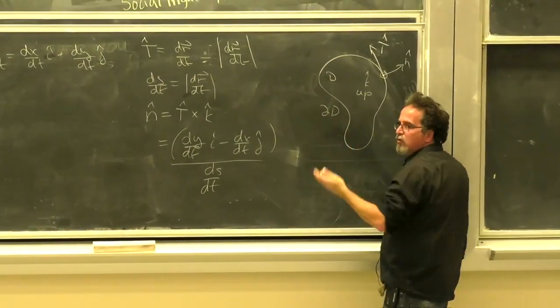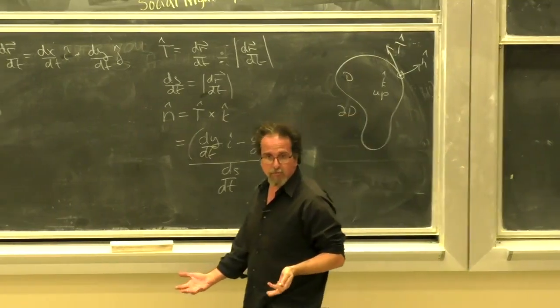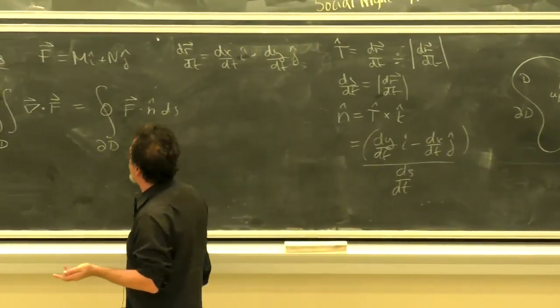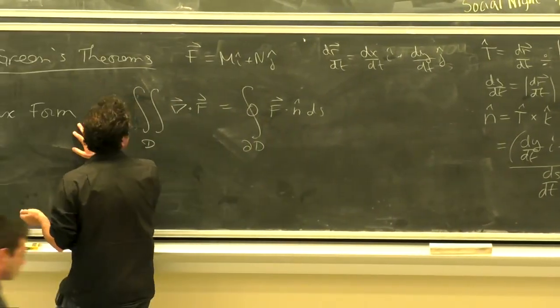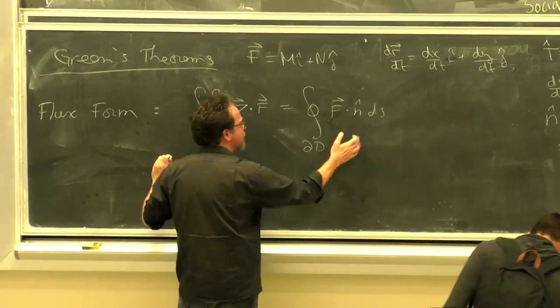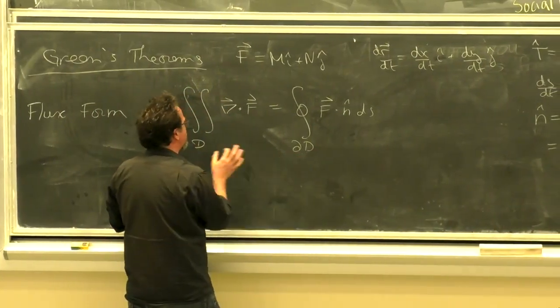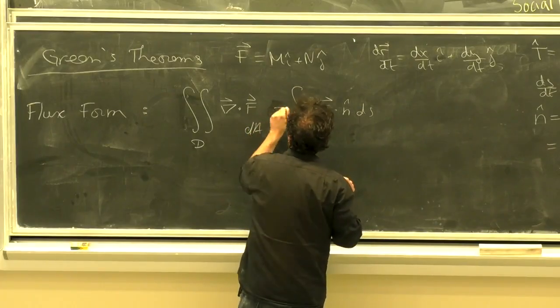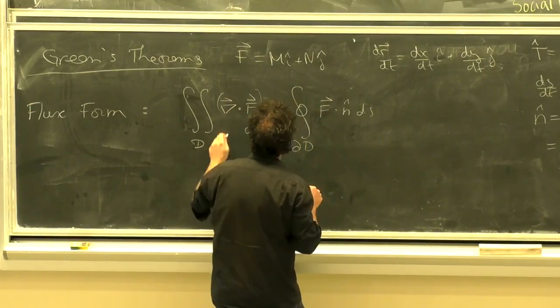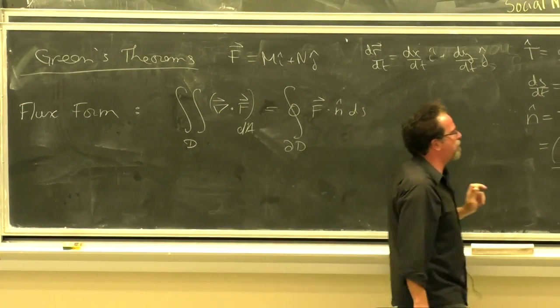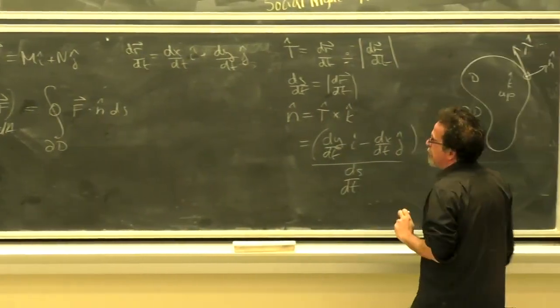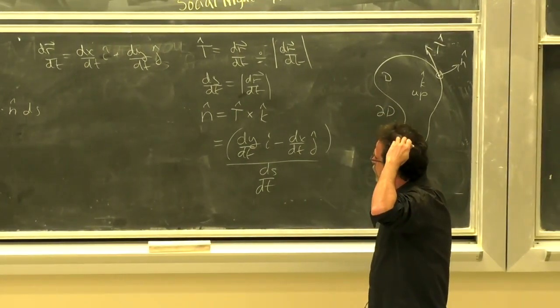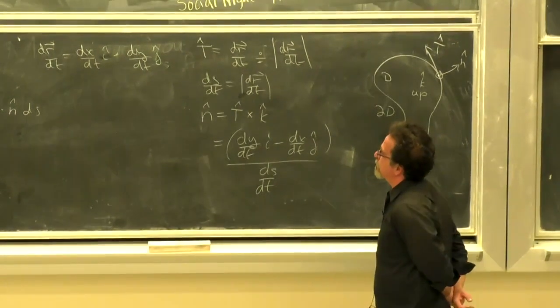remind you. You do not necessarily have to write this down. You've written this down already. But the flux form says that the flux through the boundary of the domain is the integral of the divergence with respect to area. So this is the integral of the divergence with respect to the area element of the domain equals the flux through the boundary of the domain. The normal component is the flux through the boundary.